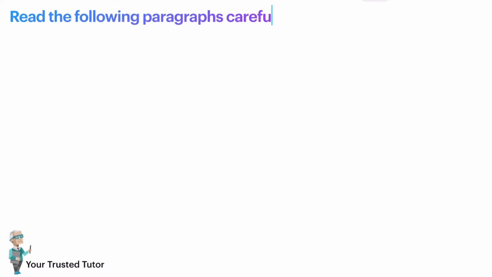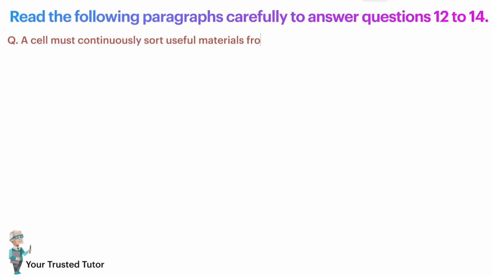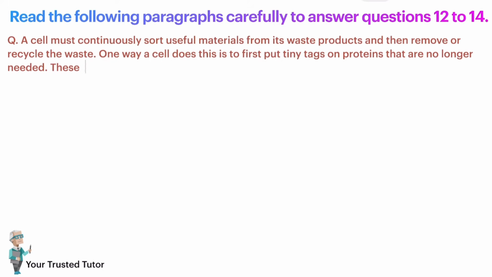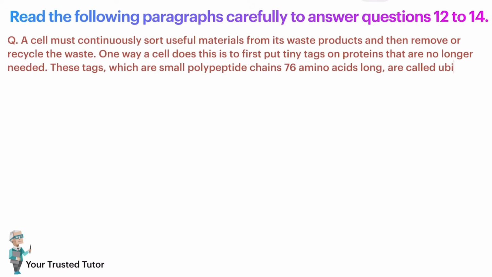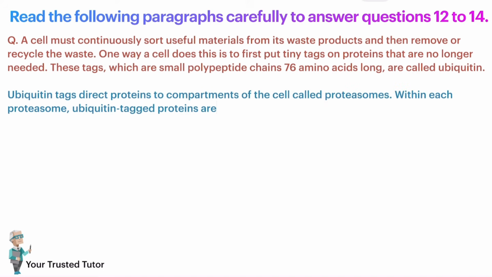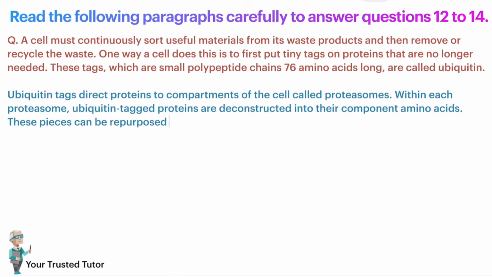Read the following paragraphs carefully to answer questions 12 to 14. A cell must continuously sort useful materials from its waste products and then remove or recycle the waste. One way a cell does this is to first put tiny tags on proteins that are no longer needed. These tags, which are small polypeptide chains 76 amino acids long, are called ubiquitin.